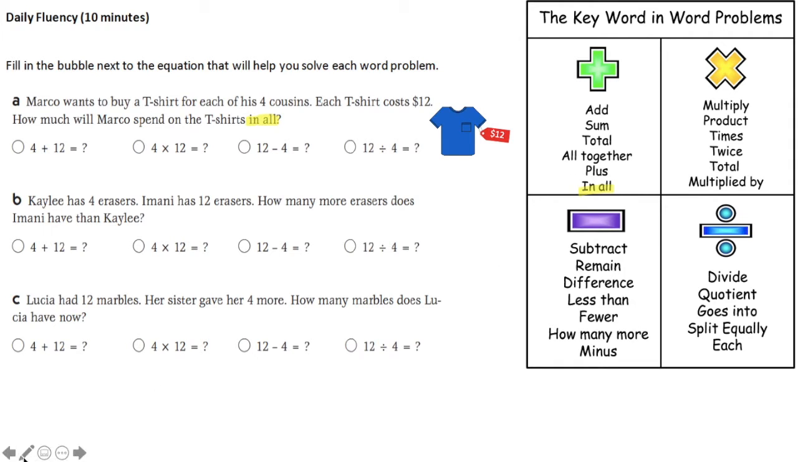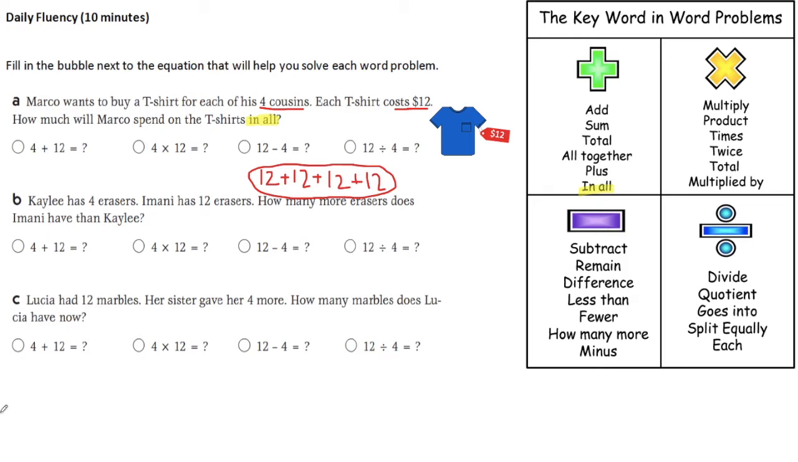I'm going to write out this equation myself. This is something that good test takers do sometimes. They write out what they think the answer is, and then they find the answer that matches it. So if I'm doing addition, and each shirt is $12, and he wants to buy 4 shirts, because he has 4 cousins, my addition equation would look like this. 12, 1 cousin, plus 12, there's another cousin, 12, 2 cousins, 3 cousins, 4 cousins.